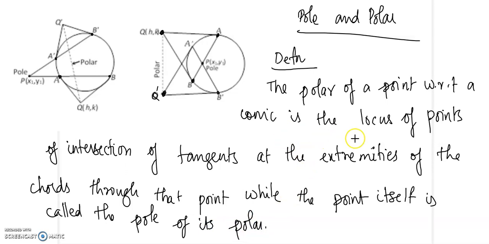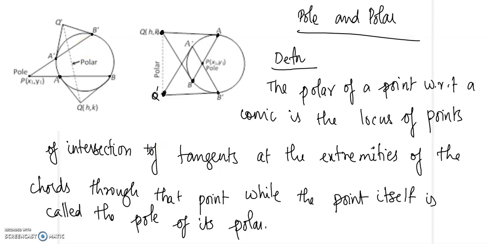So the polar of a point with respect to a conic is the locus of points of intersection of the tangents, and these tangents are at the extremities of the chord through that point. അപ്പോൾ P എന്ന് പറയുന്ന പോയിന്റിൽ നിന്ന് കോണിക്കിലേക്ക് കോർഡ്സ് വരയ്ക്കുക. അതിൻ്റെ എക്സ്ട്രിമിറ്റീസിലുള്ള ടാൻജൻസിൻ്റെ പോയിന്റ് ഓഫ് ഇൻ്റർസെക്ഷൻ ആയിരിക്കും.